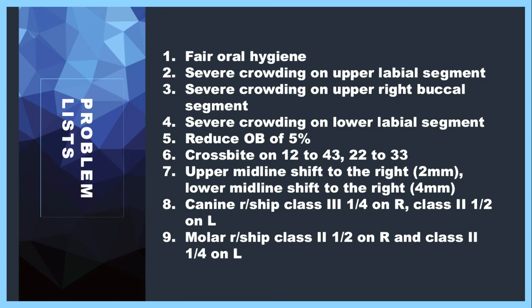For the problem list, first and foremost is the poor oral hygiene. The second one is the severe crowding on upper labial segment, and the third one is the severe crowding on upper right buccal segment and also lower labial segment. And next is the reduced overbite of 5%, crossbite on 12 to 43, 22 to 33, upper midline shift to the right 2 mm and lower midline shift to the right 4 mm. Canine relationship class 3 quarter unit on the right side and class 2 half unit on the left side, and molar relationship class 2 half unit on the right side and class 2 quarter unit on the left side.